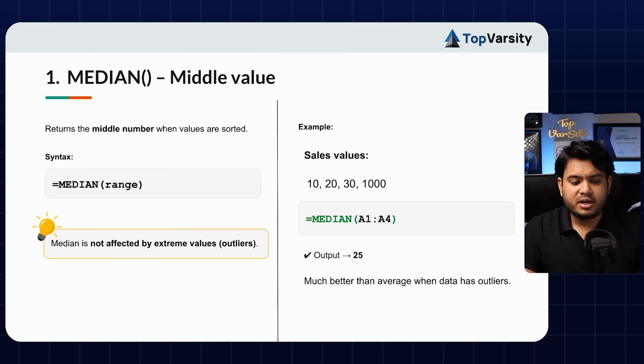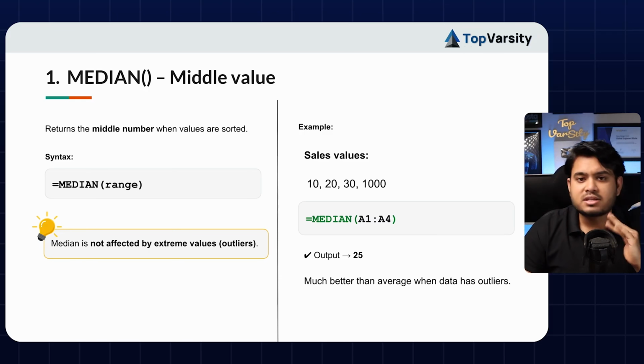This is our first point, which is median, and in this we are going to see the difference between median and the average. See, average is a different concept and median is a different concept. Median is the middle value, average is the average per value. Let me explain how.